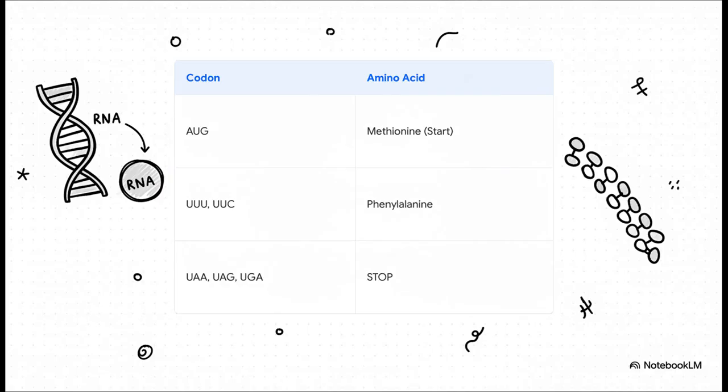And this table, this is the official dictionary. This is the tool the cell uses to translate the language of mRNA into the language of proteins. On one side, you have all the 3-letter codons, and on the other, you have the amino acid that each one stands for. And as you can see, there are 64 possible combinations in total.